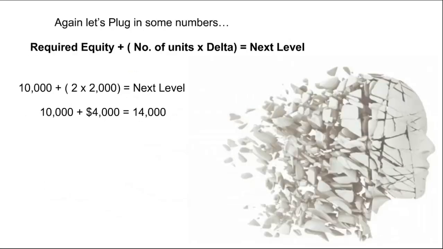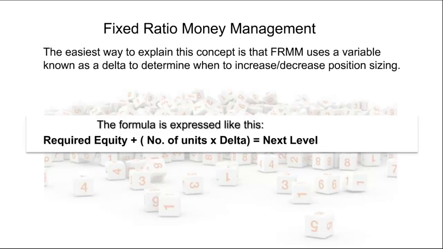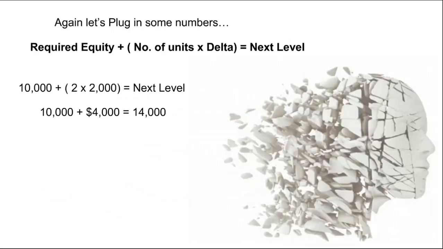But if we're looking at this, basically what we're looking at is required equity plus the number of units times the delta equals when to increase position size. And if we throw some numbers in here, let's say we have a $10,000 account balance. Okay, we're trading 2 units. Now a unit can be whatever we decide it to be. It can be 2 standard lots, it can be 2 mini lots, it can be anything. It's a unit size. Okay, it can be two S&P contracts, it doesn't matter.